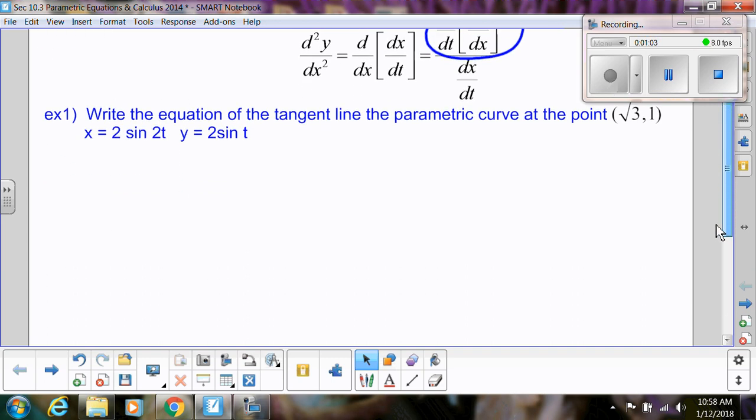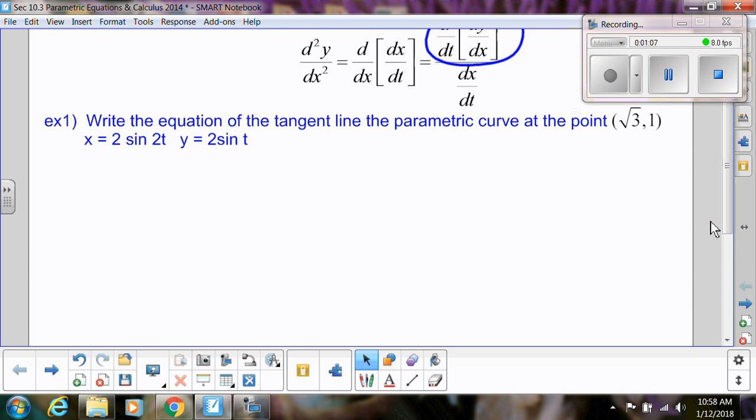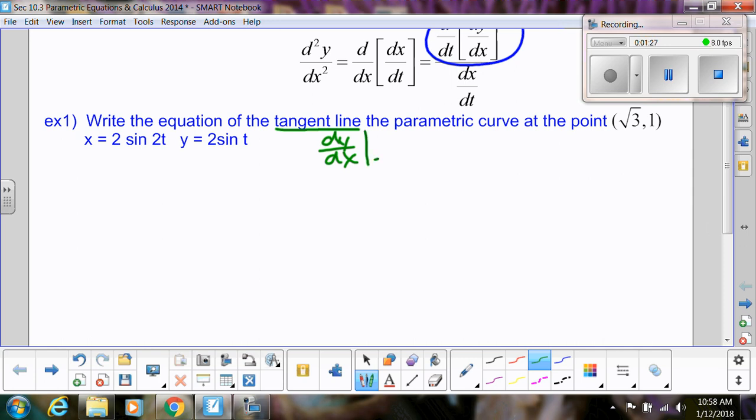So in this first example, we're going to write the equation of the tangent line to the parametric curve at the point (root 3, 1), and those are our parametric equations. So what do we need? Well, for our tangent line, we need the derivative, right? So we need our dy/dx, and we need to evaluate it at that point. And then we're going to use that point. Okay, so let's do the dy/dx part.